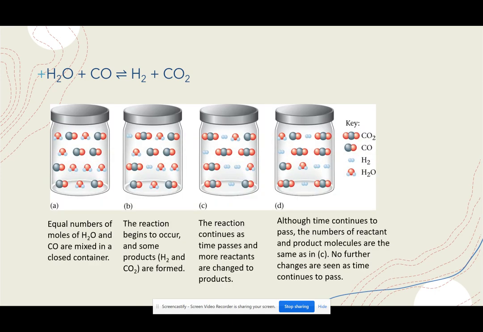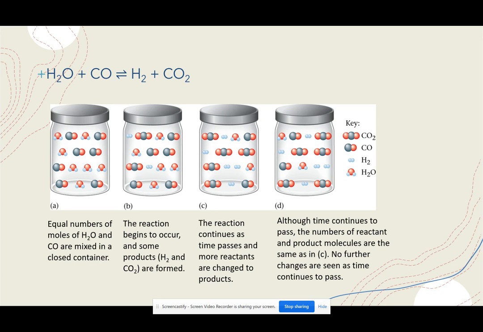So this is an example of a reversible reaction here where we have water and carbon monoxide reacting to produce hydrogen and carbon dioxide. At the beginning, in this jar, we have equal numbers of moles of water and carbon monoxide, and it's important that that lid's on there. It has to be a closed container. If it wasn't a closed container, it would not come to equilibrium.